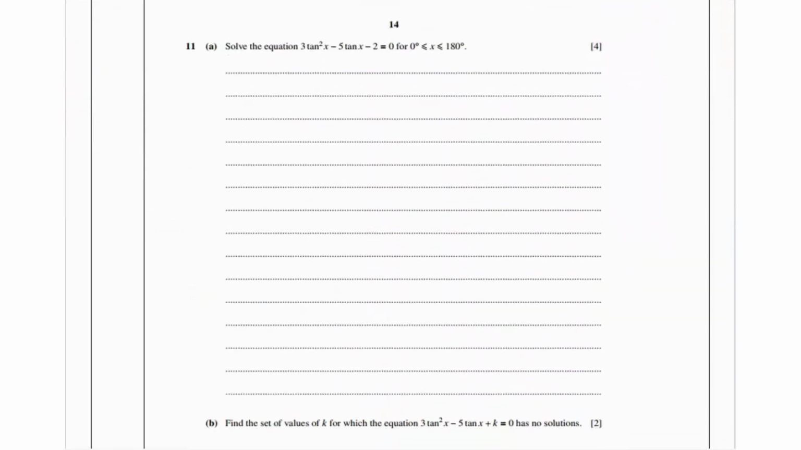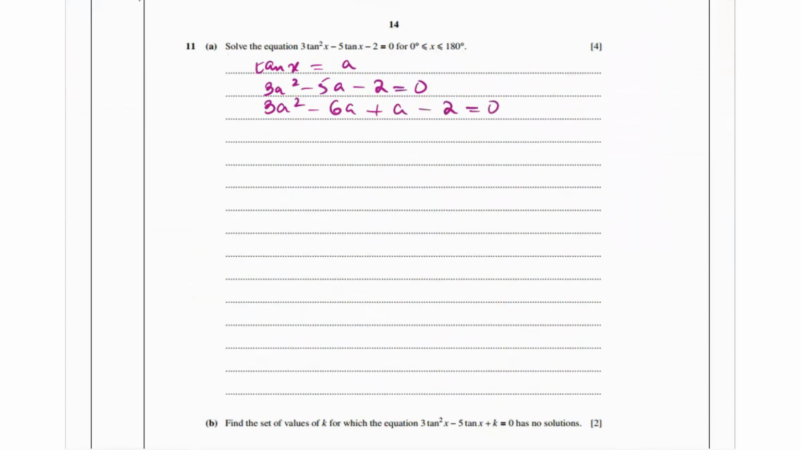Then it says solve the equation 3 tan square x minus 5 tan x minus 2 equals to 0 for x between 0 and 180. So let's assume that tan x is a. So 3a square minus 5a minus 2 equals to 0. 3 times 2 is 6. Factors of 6 that we can use over here are 6 and 1. So 3a square minus 6a plus a minus 2 equals to 0.